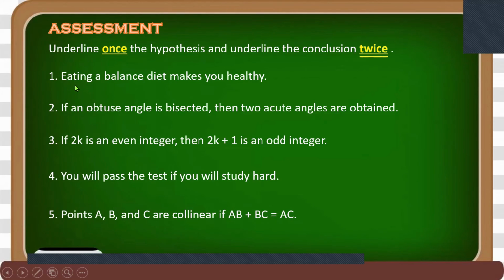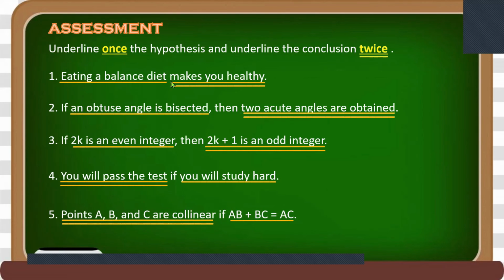Okay. Number 1, eating a balanced diet makes you healthy. Number 2, if an obtuse angle is bisected, then 2 acute angles are obtained. Number 3, if 2k is an even integer, then 2k plus 1 is an odd integer. Number 4, you will pass the test if you study hard. And last, points A, B, and C are collinear if AB plus BC is equal to AC. And that is our answer.